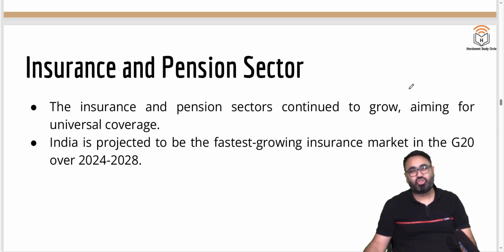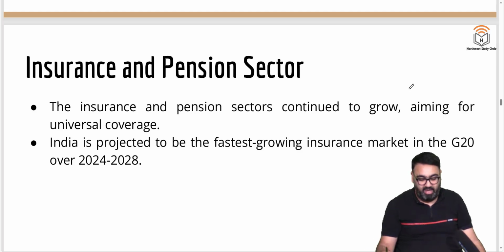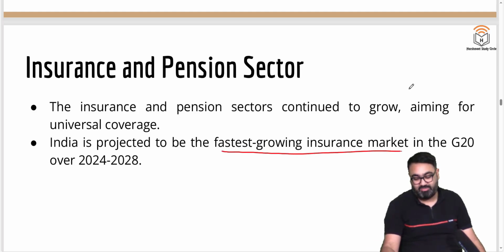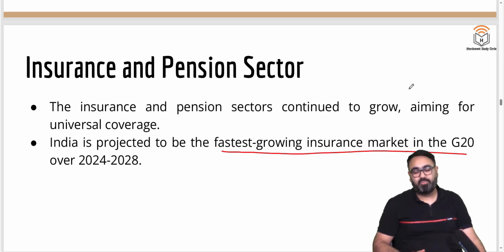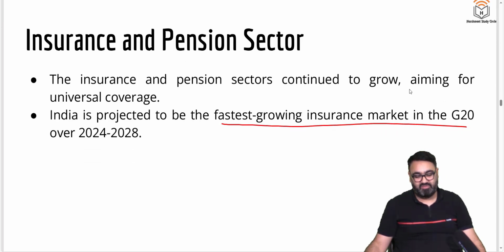The insurance and pension sector also did well as per the economic survey. India is projected to be the fastest growing insurance market in the G20. Now, there are two factors related to this. One, because of our high population, we always would be a big insurance market. And secondly, because the penetration of insurance is still extremely low. Still, a large proportion of India's population does not have insurance coverage. So the potential for the insurance sector to have big numbers is humongous, and that is why we have seen this growth.